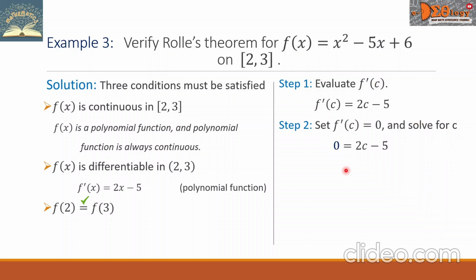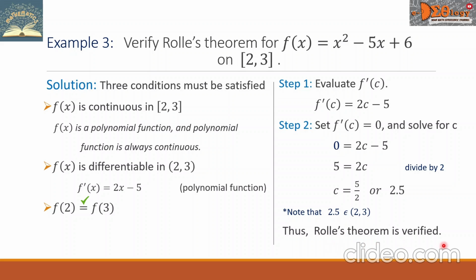For this equation, left side becomes 0 and we solve for c. We transpose negative 5 to the left. From negative, it becomes positive 5. Then we divide the equation by the coefficient of c, which is 2. Then we get the value of c as 5 over 2. Or in decimal, we write 2.5. There is one thing that we need to check here, that this value 2.5 must be an element of the open interval from 2 to 3. And indeed, it is. So, Rolle's theorem here is verified.